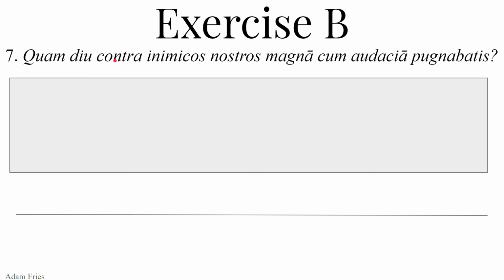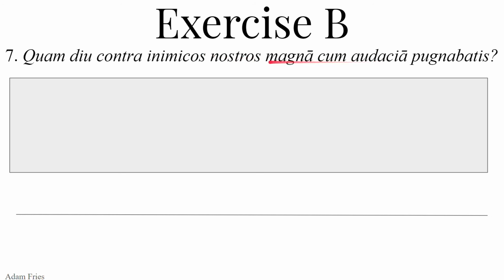Contra, preposition taking the accusative case, against. Inimicos being an adjective, inimicus, a, um. It can also be a substantive noun. It's accusative, plural, masculine. It means hostile, unfriendly. You're not amicus, you're not friend, unfriendly, a not friend. Nostros, well, it's got an adjective here, so this is going to be the substantive. So this is going to be the adjective agreeing with this, because it's also accusative plural masculine of noster, nostra, nostrum, our, belonging to us. So against, because contra takes the accusative, against our enemies, against our rivals, our not friends.